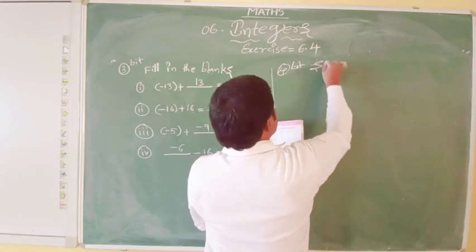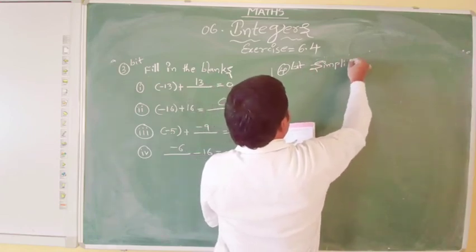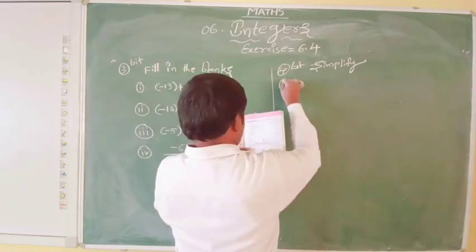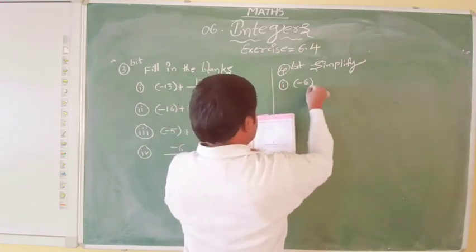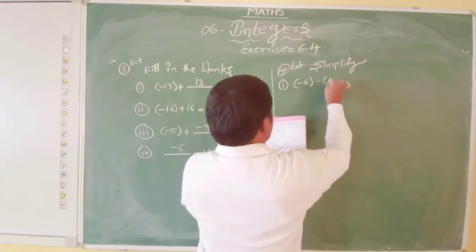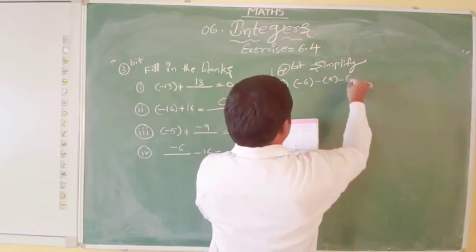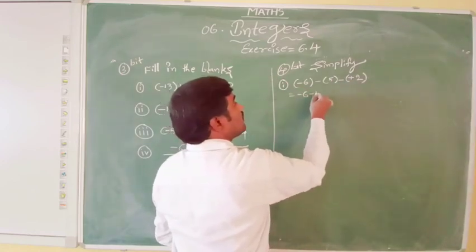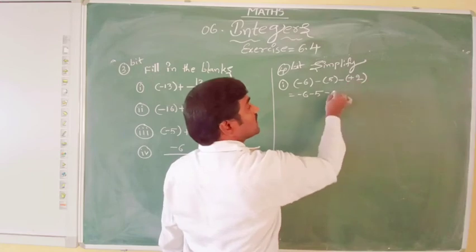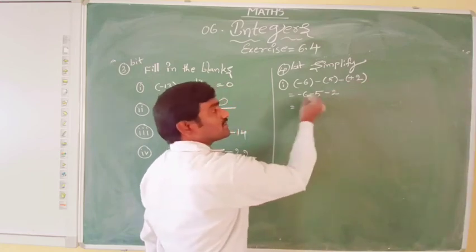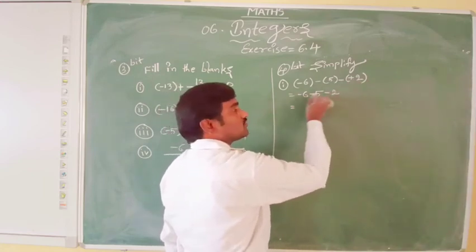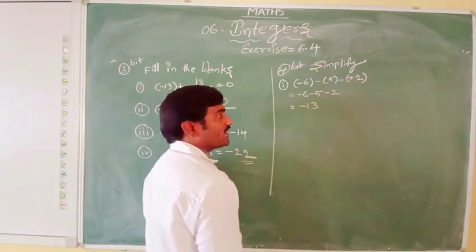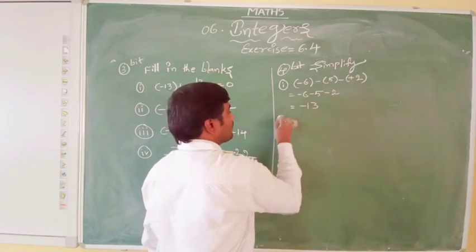It is a simplify the question number 1. Minus 6, minus 5, minus of plus 2. Here minus 6, minus 5, minus into plus is minus. See that all negative numbers. Minus 6, minus 5, minus 2. It is minus 11, minus 11, minus 13. You have to add all negative numbers, you will get a negative number only. So next one.